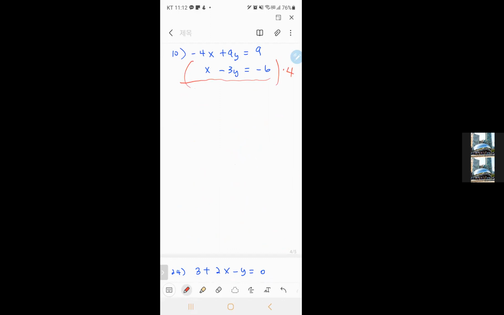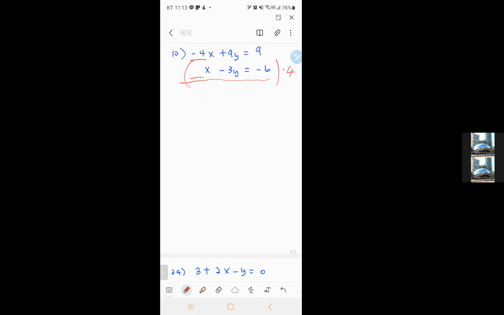The reason is, if we multiply the whole thing by 4, we still get the same equation, right? Because the equal sign holds true. But we can use minus 4x and plus 4x to eliminate x. If you choose to eliminate y, you want to multiply the bottom by 3, right? Let's just eliminate x for now.